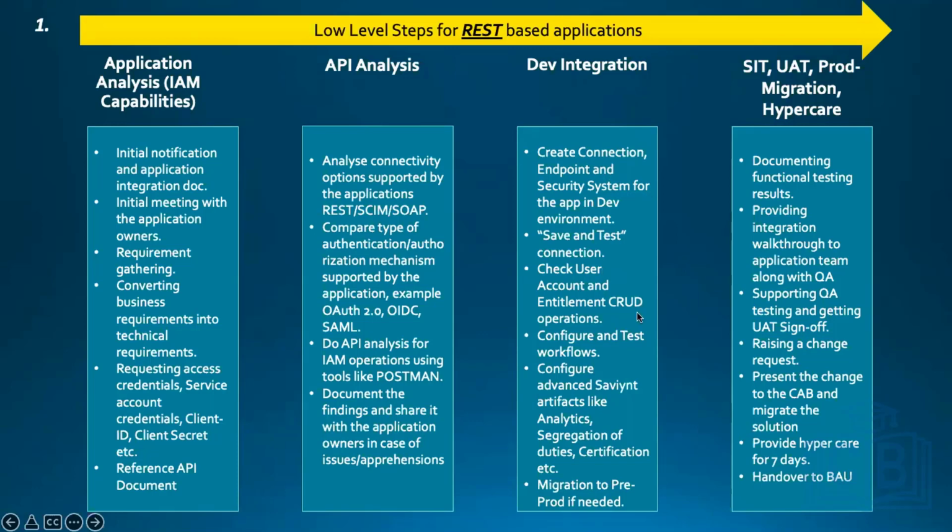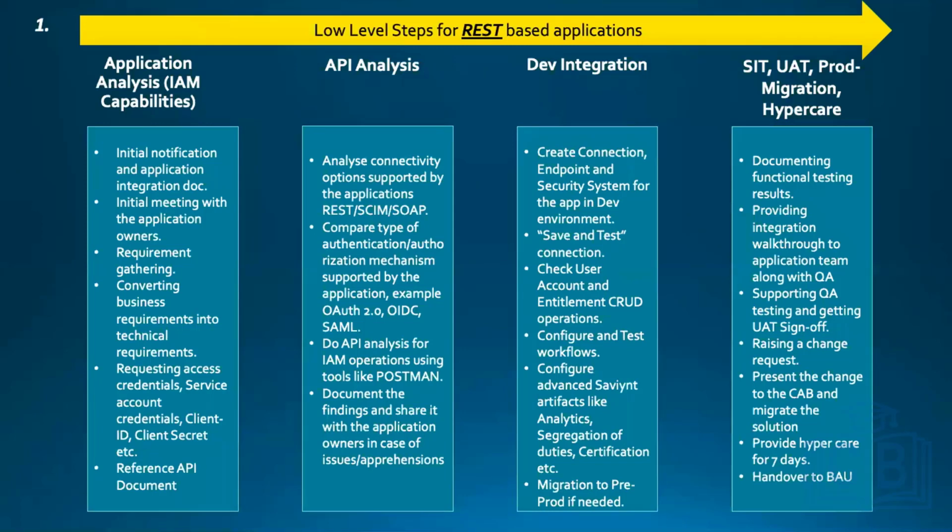Again, you do your save and test connection. You check all the user CRUD operations. So what are the CRUD operations? Creating, reading, updating, and deleting. So you check if you are able to do that, and if you're able to do that for entitlements as well, in case that is the requirement.